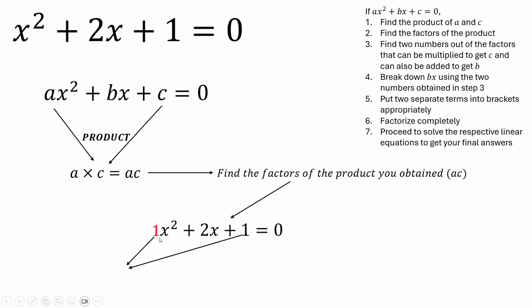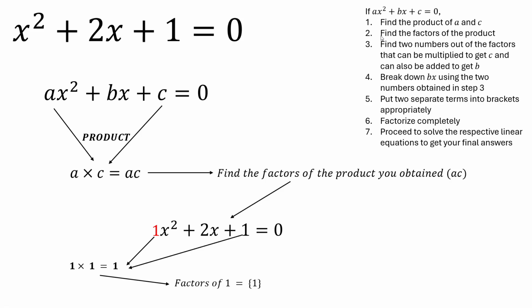Okay, so you take the 1, then you take the 1 over here. They are all positive numbers, so you multiply them, that's going to give you 1. So this 1 we have here is our product obtained, which is the ac, and we are supposed to find the factors of this 1 here, right? And that's going to give us just 1. 1 is the factor of 1. There isn't any other number. Okay, so we are basically done with the second step.